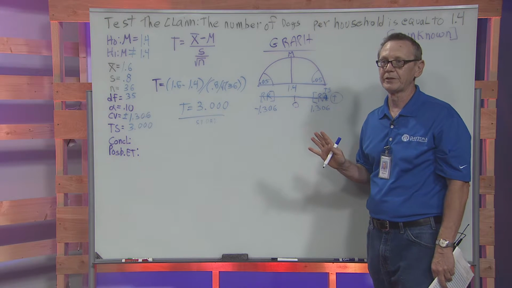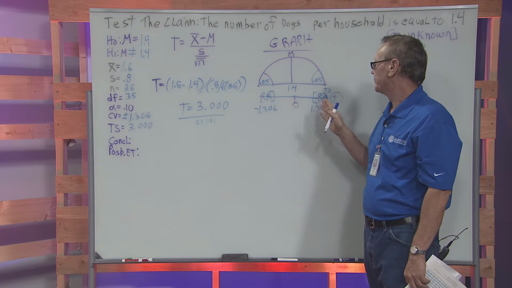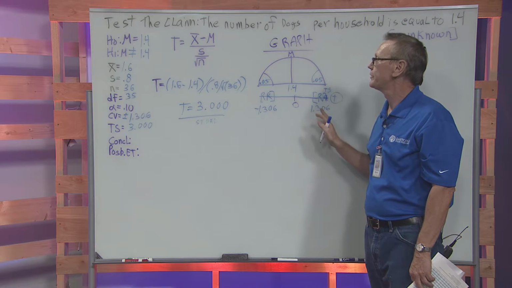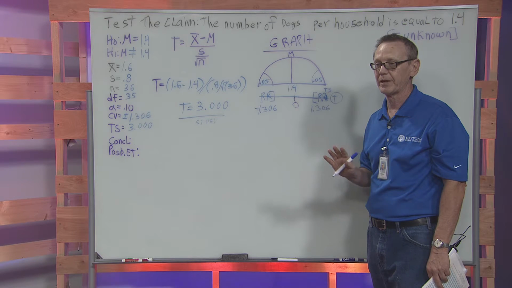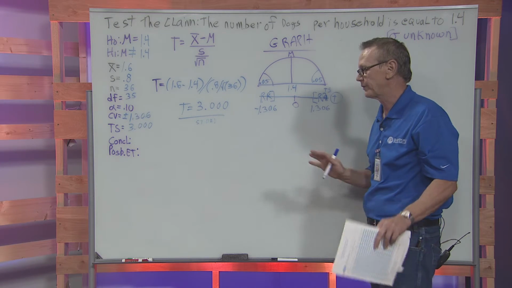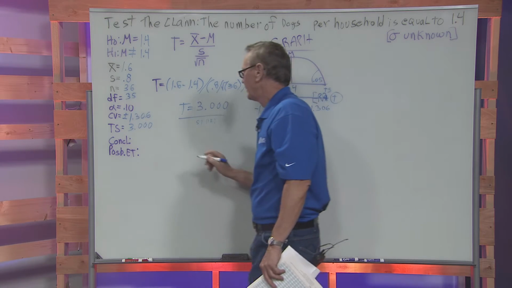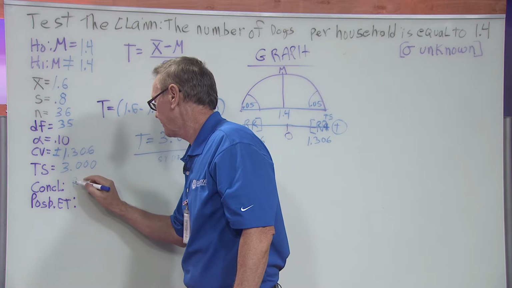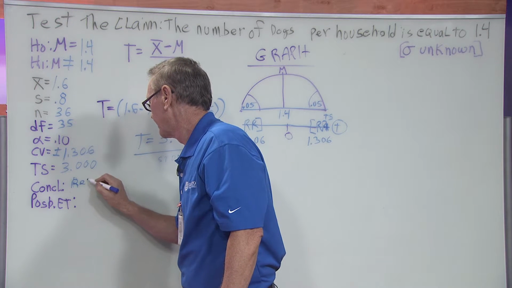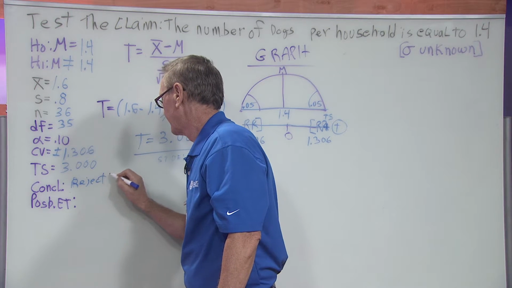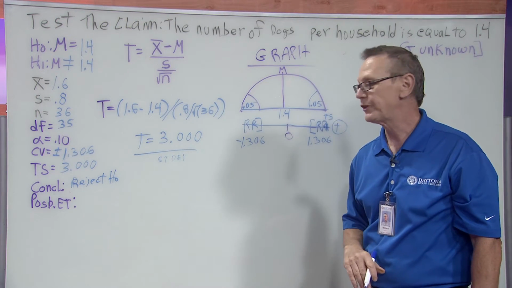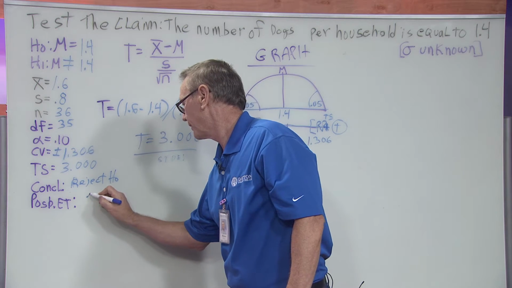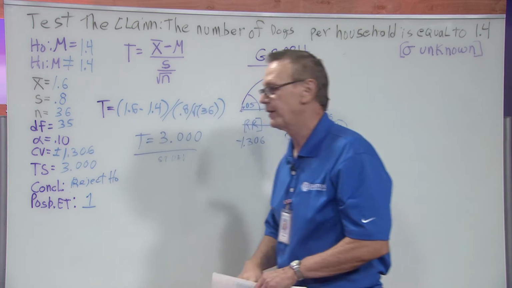There's only two conclusions. Either reject the null hypothesis, which is what we have in this case, or fail to reject the null hypothesis. No other conclusions. Those are the two conclusions. So in this case, we reject H sub 0. Anytime you reject, you have a possibility of error type 1.